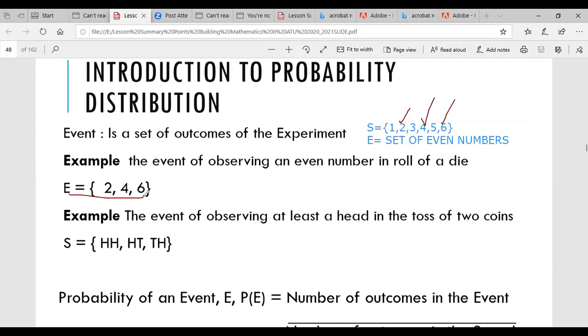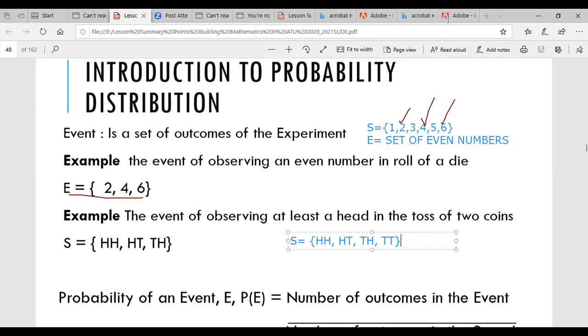Another example will be the event of observing at least one head in the toss of two coins. If you recall, if we toss two coins, the sample space will be: head followed by a head, head followed by a tail, tail followed by a head, or tail followed by another tail. So these are the possibilities.